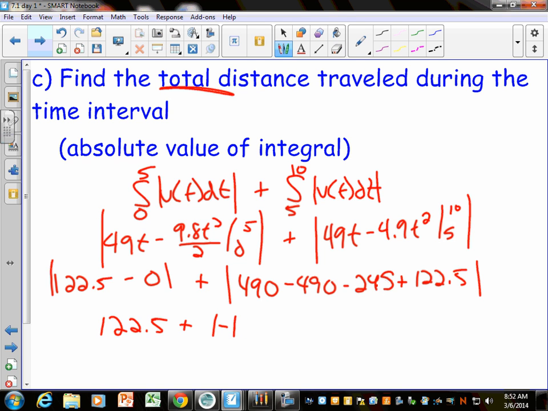This ended up being negative 122.5, but when you take the absolute value, you should get 245. That's the total distance it moved. It doesn't mean how far did it travel or what's the new position, like on part B. It ended where it started. It moved a lot, but it ended back where it started because the positive and the negative cancel each other out.